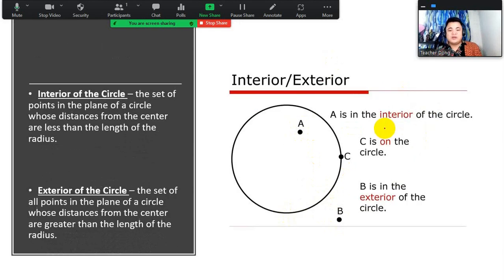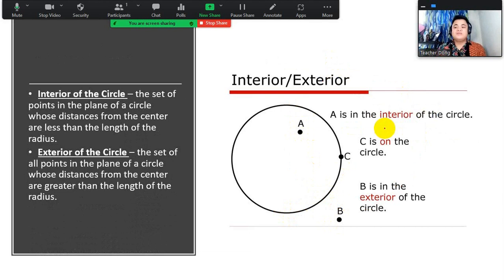Next, we have interior and exterior. The interior is the set of all points in the plane of a circle whose distances from the center are less than the length of the radius. It means we're talking about the points inside the circle itself. The exterior of the circle is the set of all points in the plane whose distances from the center are greater than the length of the radius. It means we're talking about all the points outside the circle. Interior: all the points inside with measurement less than the radius. More than the radius: exterior. In this case, the interior has point A, and the exterior has point B.